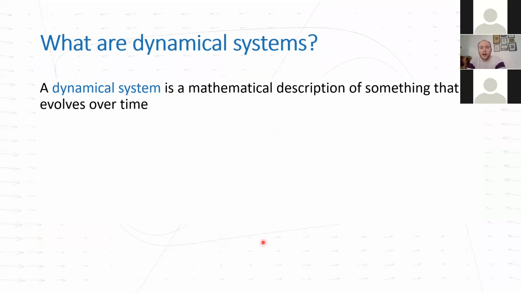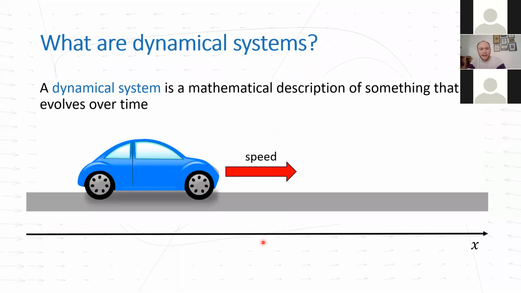So first of all, what are dynamical systems? A dynamical system is a mathematical description of something that evolves over time. This could be the dynamics of the brain. It could be the firing rate of a population of neurons. Or, for simplicity's sake, it could be a car moving along a track.